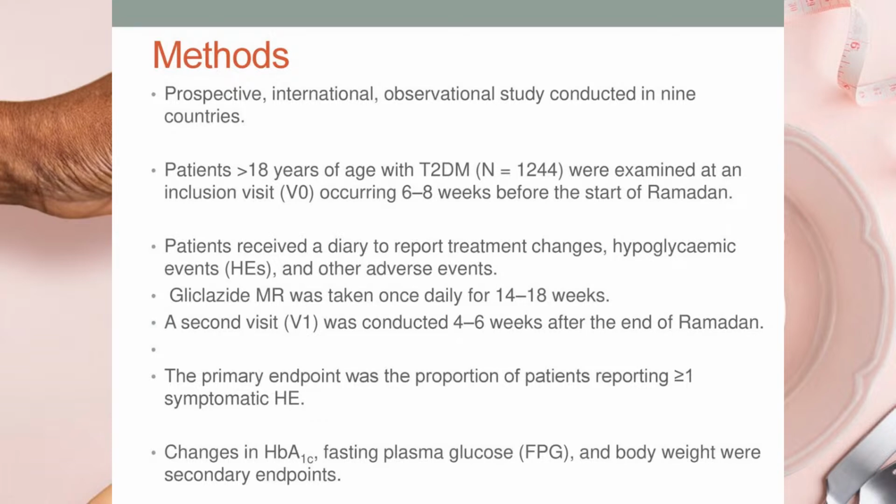So these were the methods that they used. It was a prospective, international, multi-center observational study, and patients above 18 years were selected and had 2 visits: about 6 to 8 weeks before Ramadan, and then the second visit 6 to 8 weeks after Ramadan. So patients received a diary, and they had to report changes that they saw, hypoglycemic events, and any other adverse events. The primary endpoint was the proportion of patients reporting at least one symptomatic hypoglycemic event. The secondary endpoints were changes in A1C, fasting plasma glucose, and body weight.